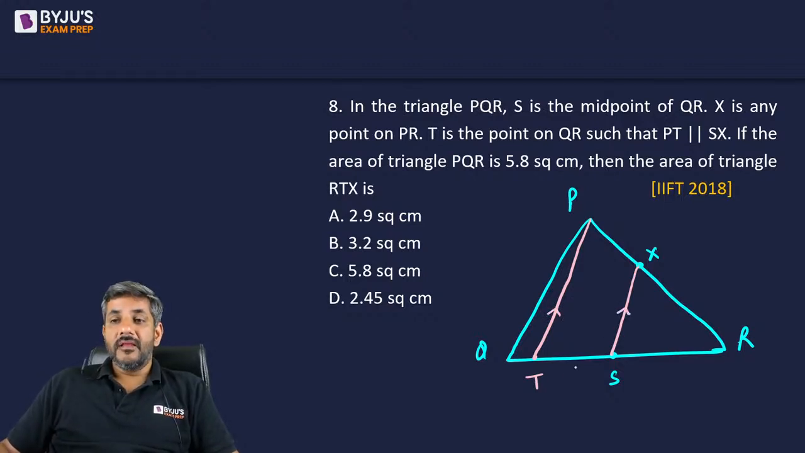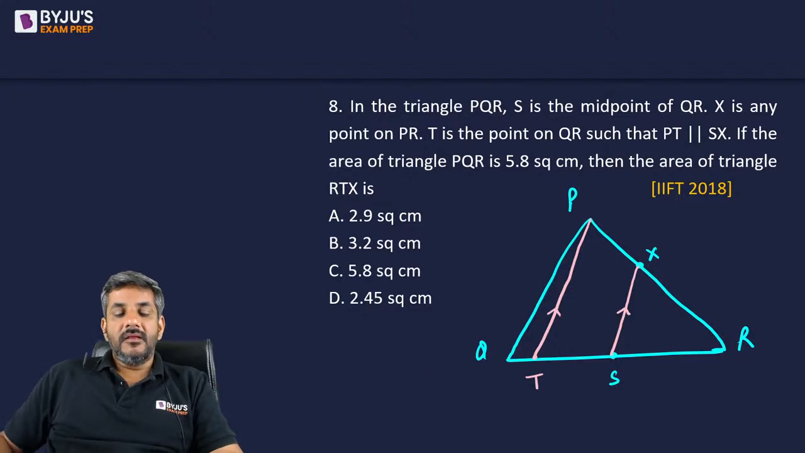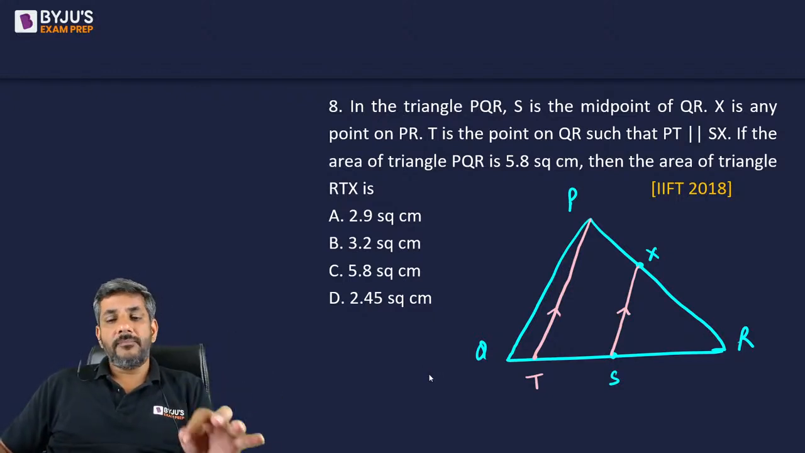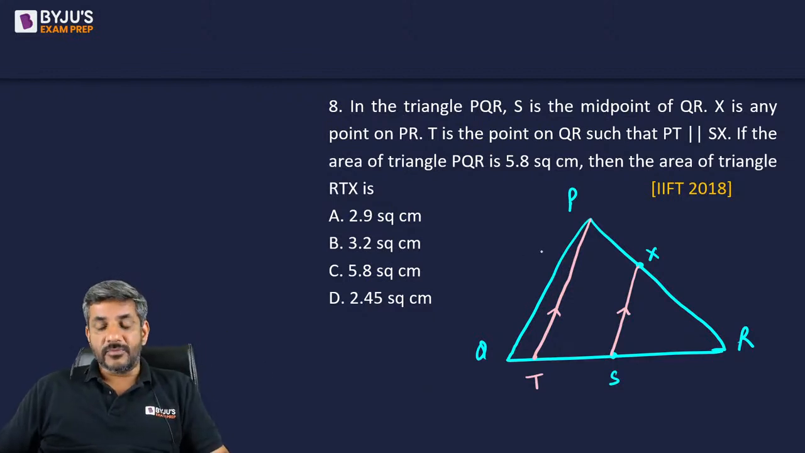If the area of the triangle PQR is 5.8, the complete triangle is 5.8, what is the area of RTX? So we have to find out the area of RTX here. Now, what is the aptitude way of solving this question?